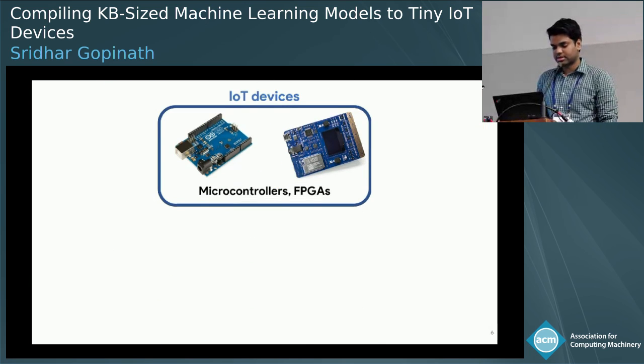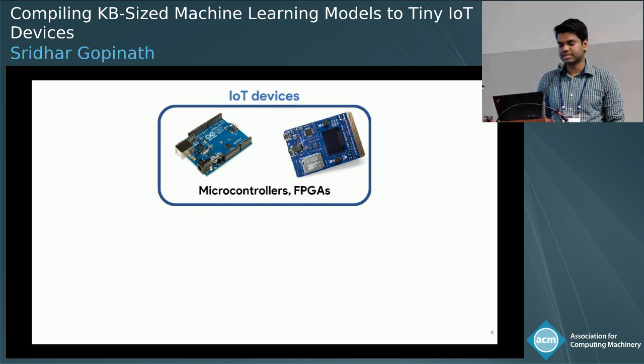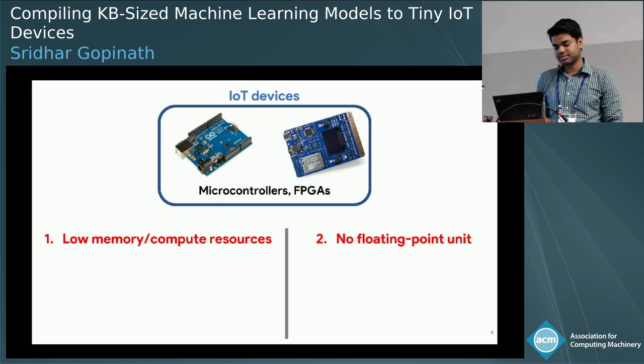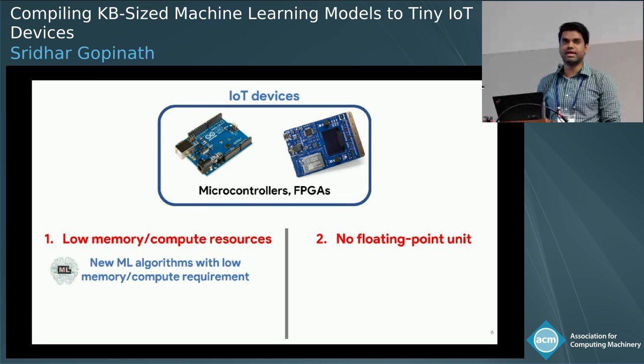However, implementing applications on top of this idea is still very hard because of the nature of these devices. The devices that we consider are very low-end microcontrollers and FPGAs, which have two major issues. The first is that these devices have very low memory and compute resources. The second is that these devices do not have any floating point unit. Fortunately, the first problem has been addressed by ML researchers, who have developed new machine learning algorithms that can work with kilobyte-size memory. These algorithms can now fit on these devices and can achieve very good classification accuracies.